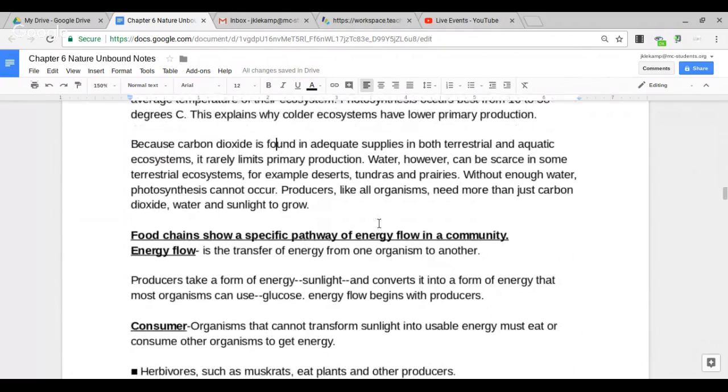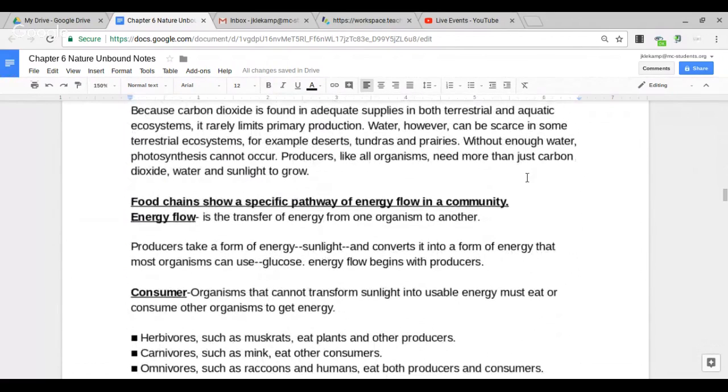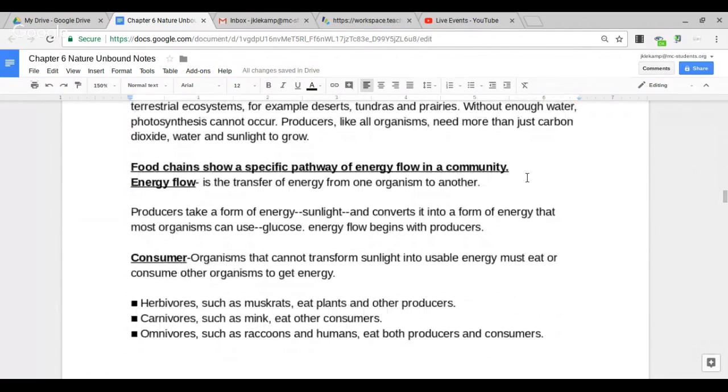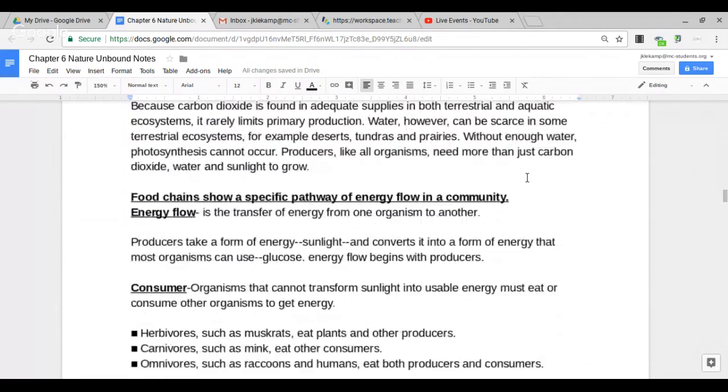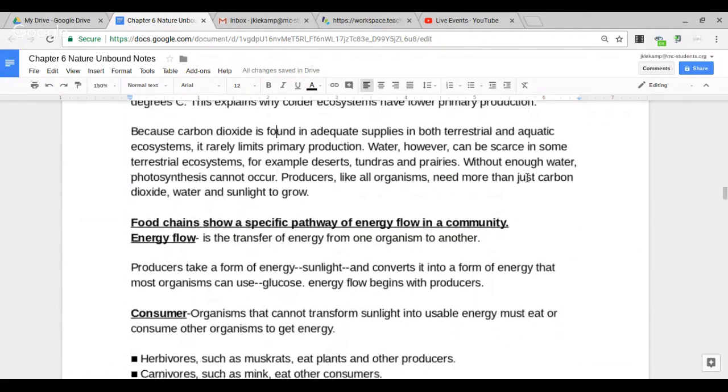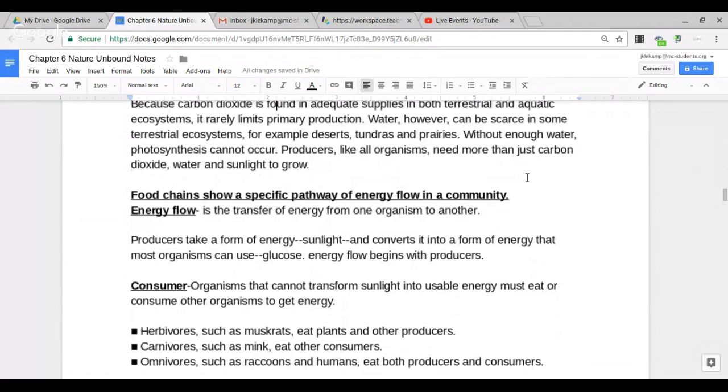Because carbon dioxide is found in very good supply everywhere, it really doesn't hinder any kind of area in primary production. Water does, though, because, for example, in deserts, tundras, and prairies, you could go days without seeing water. So water can be a very limiting factor in primary production, whereas carbon dioxide really is not an issue.